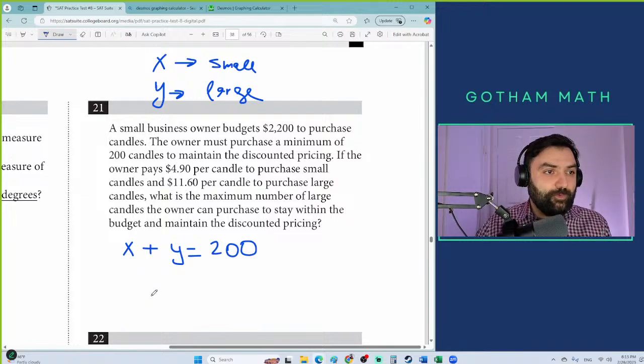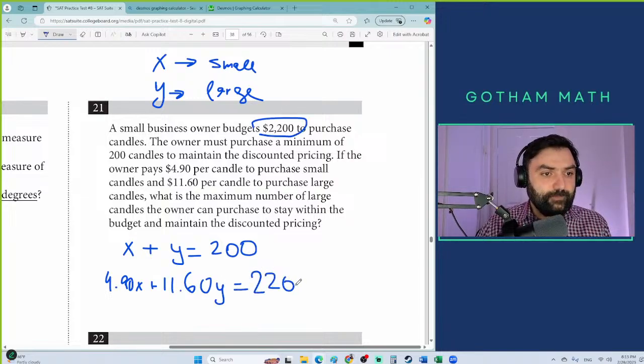So it's going to be $4.90 per small. So $4.90 will go with the X, plus $11.60 will go with the Y, and it will equal to the total price, $2,200.